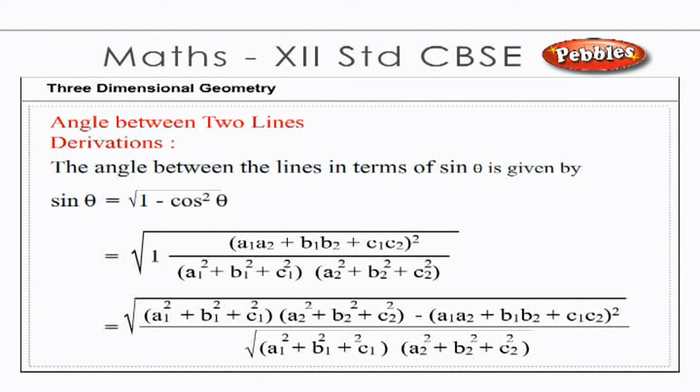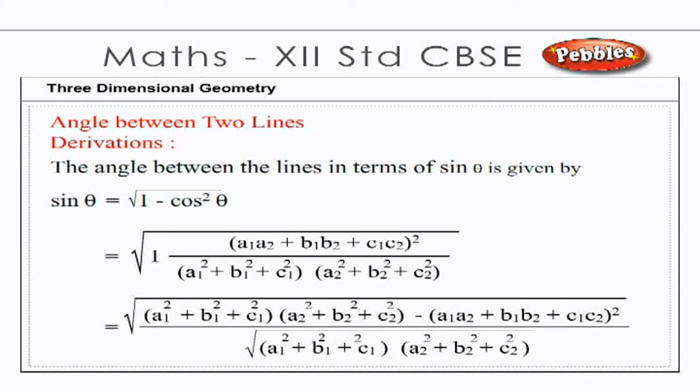Angle between two lines. Derivations. The angle between the lines in terms of sin theta is given by sin theta equal to root 1 minus cos square theta, equal to root 1 minus (a1 a2 plus b1 b2 plus c1 c2) the whole square by (a1 square plus b1 square plus c1 square) into (a2 square plus b2 square plus c2 square).